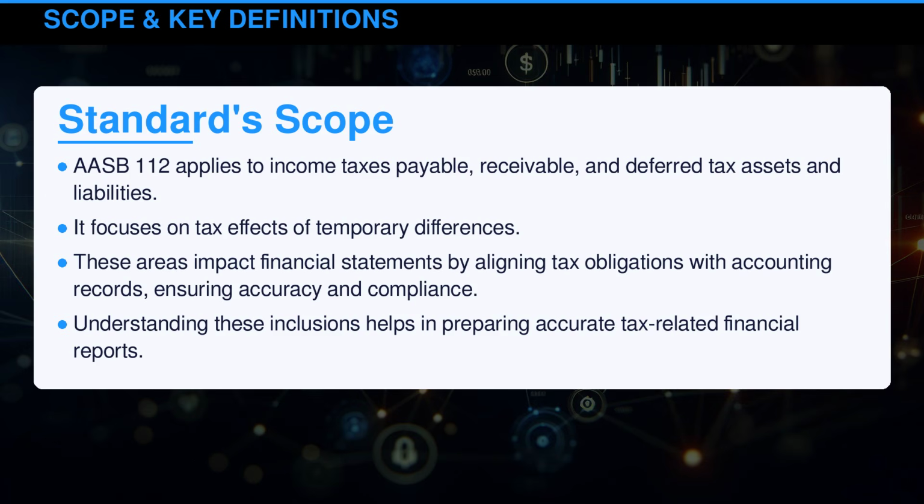AASB 112 applies to income taxes payable, receivable, and deferred tax assets and liabilities. It focuses on tax effects of temporary differences. These areas impact financial statements by aligning tax obligations with accounting records, ensuring accuracy and compliance. Understanding these inclusions helps in preparing accurate tax-related financial reports.